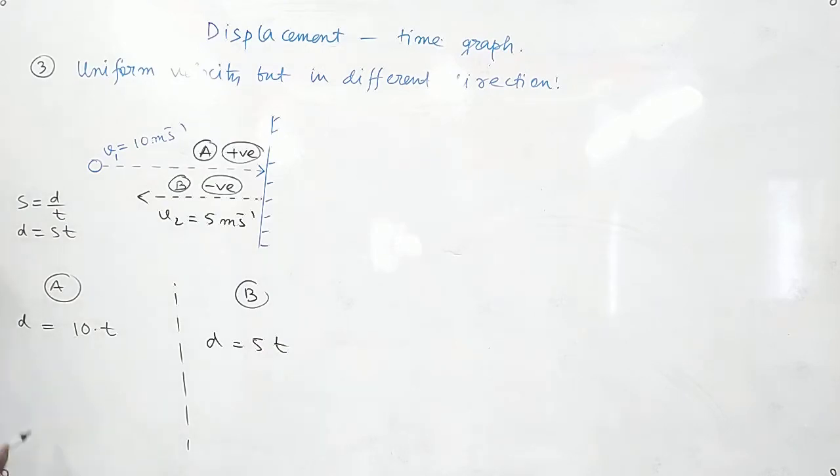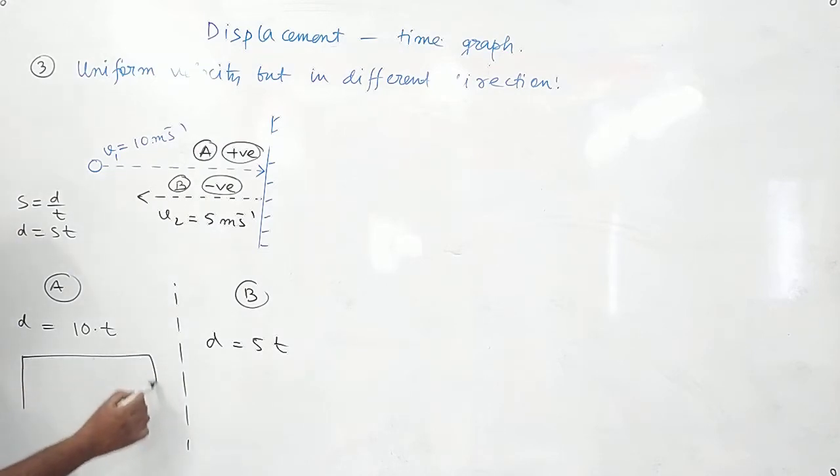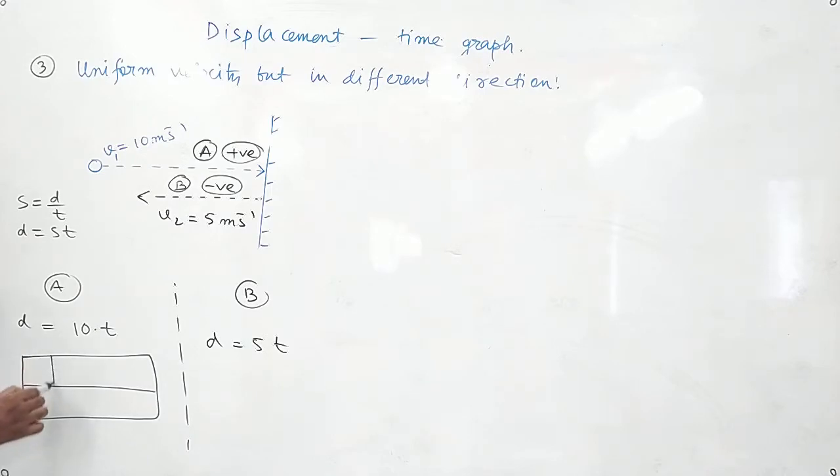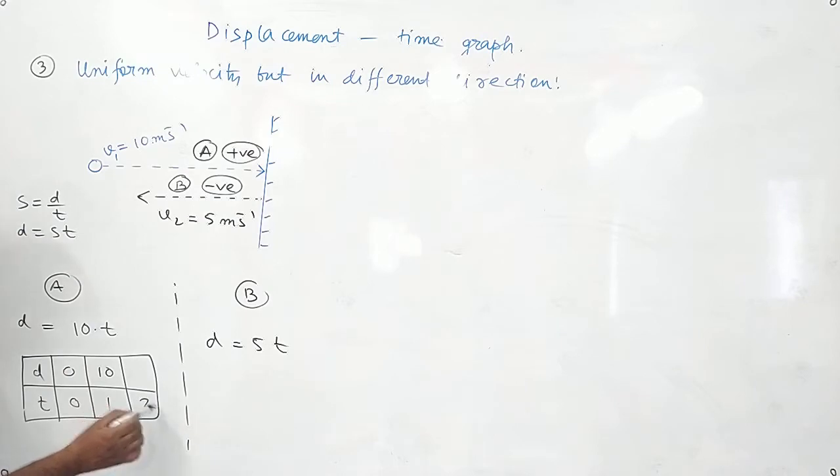Okay, now we will make a chart. Done? Okay, tell me, this is distance, this is time. So when it is 0, what is the distance? 0. When it is 1 second, what is the distance? 10. When it is 2 seconds, what is the distance? 20. As it is in same direction, we can consider the distance as displacement.